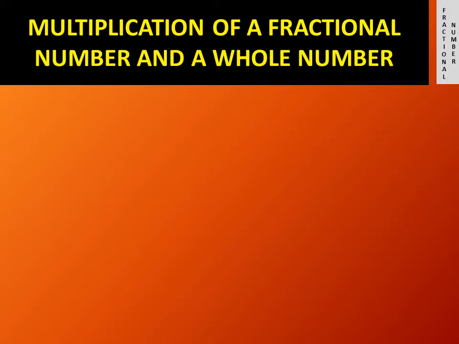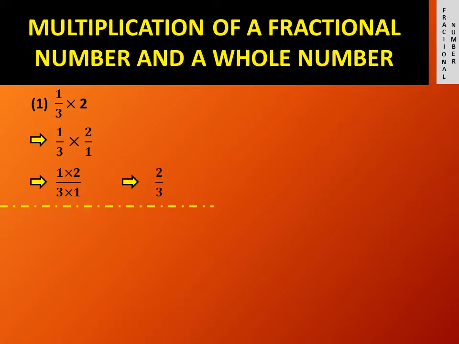Let's see the example. Question number 1. 1 upon 3 multiply by 2. In this question, 1 upon 3 is a fraction and 2 is a whole number. Before we can multiply this, we need to write down the whole number 2 as a fraction 2 upon 1, because any number divided by 1 is always equal to the number itself. Then we simplify the problem. 1 times 2 is equal to 2 and 3 times 1 is equal to 3. So the answer is 2 upon 3. Let's solve the next question.